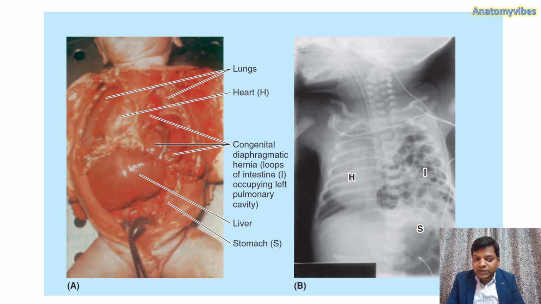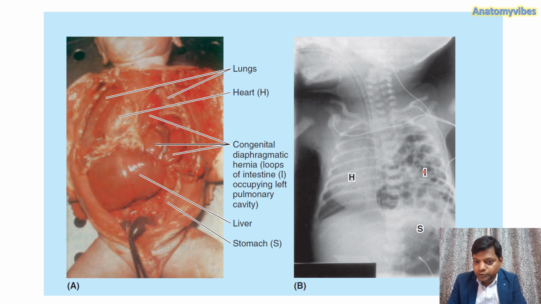Moving further. Here you can see the herniation of abdominal viscera in the thoracic cavity. Congenital diaphragmatic hernia. Loops of intestine we can see in the thoracic cavity that causes compression on the lungs, and that will cause lung tissue to shrink, means development will be weak of the lung tissue. Hypoplasia, lung hypoplasia will occur.